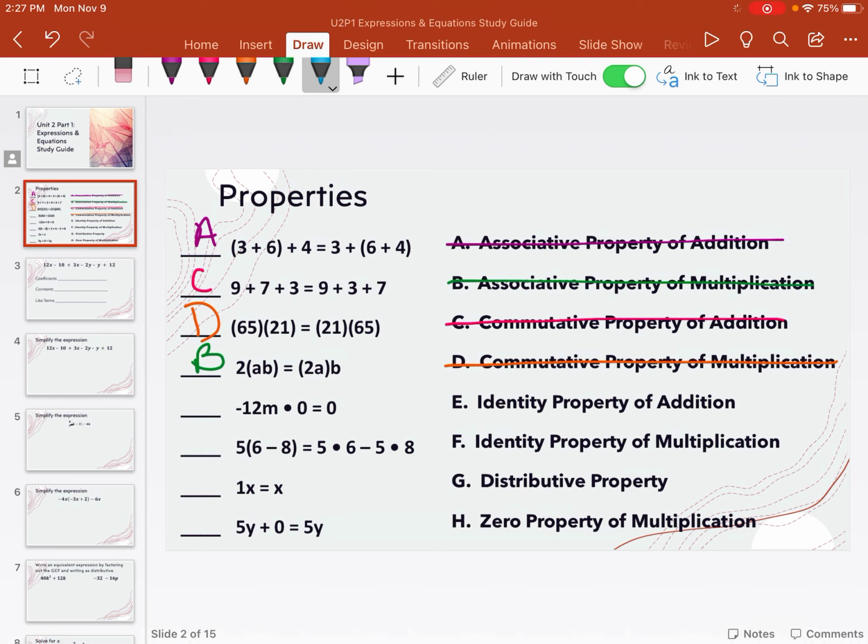Next one is being multiplied by 0. So negative 12m times 0 equals 0. So remember, anytime you multiply something by 0, it will equal 0. This is your 0 property multiplication, H.